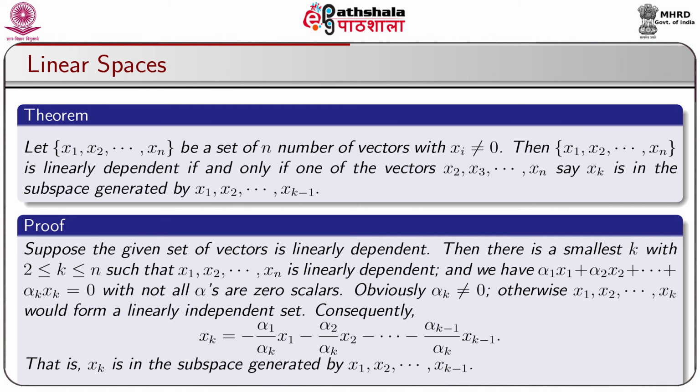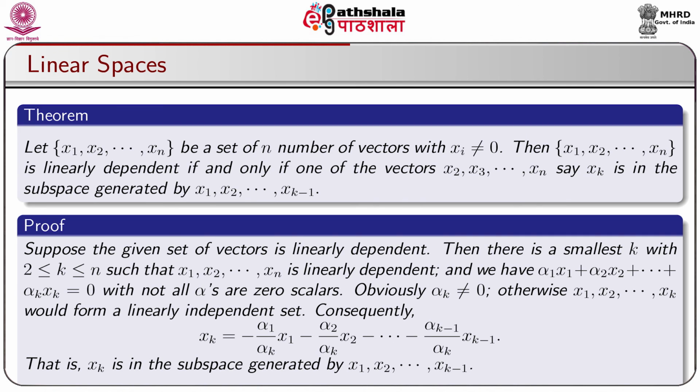Now, in this regard, we shall explain a theorem. The theorem looks like this: let x1, x2, ..., xn be a set of n vectors with xi not equal to 0. Then the set x1, x2, ..., xn is linearly dependent if and only if one of the vectors x2, x3, ..., xn, say xk, is in the subspace generated by the remaining vectors x1, x2, ..., xk minus 1. The proof is like this.